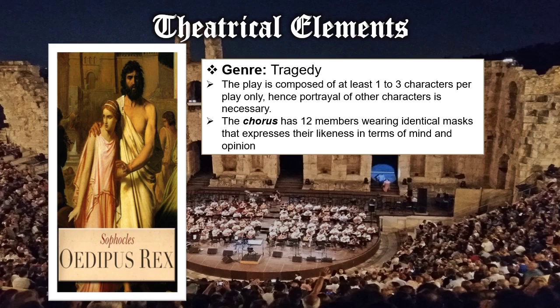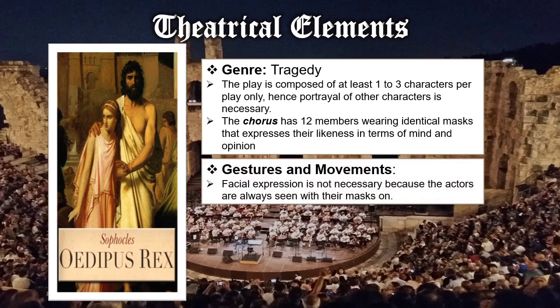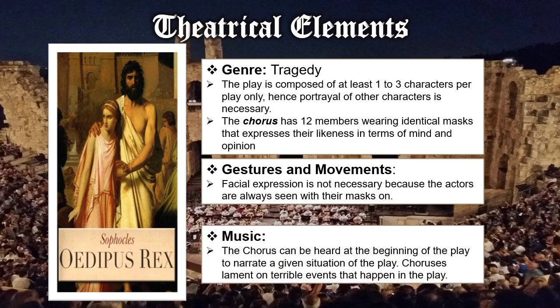The chorus has 12 members wearing identical masks that express their likeness in terms of mind and opinion. Gestures and movements: facial expression is not necessary because the actors are always seen with their masks on. The music: the chorus can be heard at the beginning of the play to narrate a given situation of the play. Choruses lament on terrible events that happen in the play.